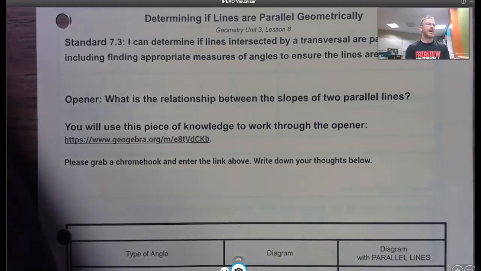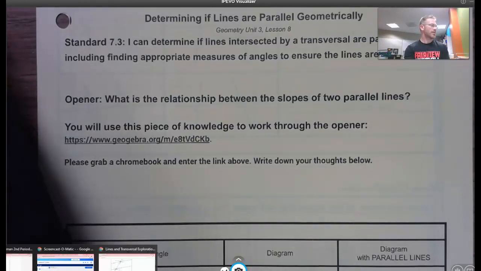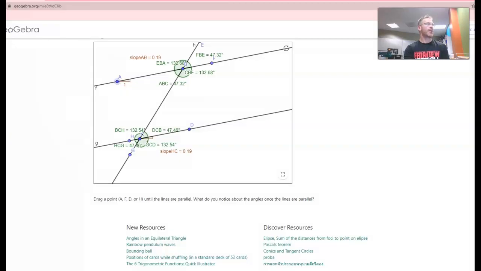All right, I have the GeoGebra activity open here, so let me pull that up. What I did was slide point A around until my two lines are parallel. Once again, going back to what we did at the beginning of the unit, how do we know two lines are parallel? That's if they have the same slope. So if I get the slope of AB to be, there it is, 0.19, and the slope of HG is 0.19, therefore we know those two lines are parallel.